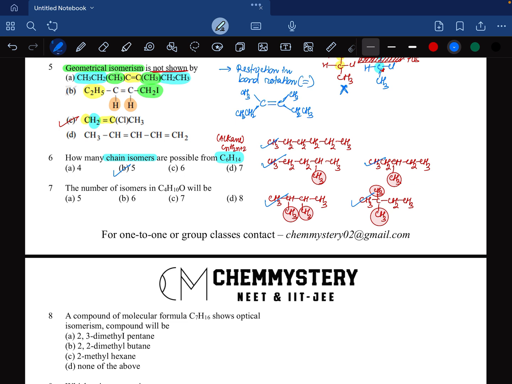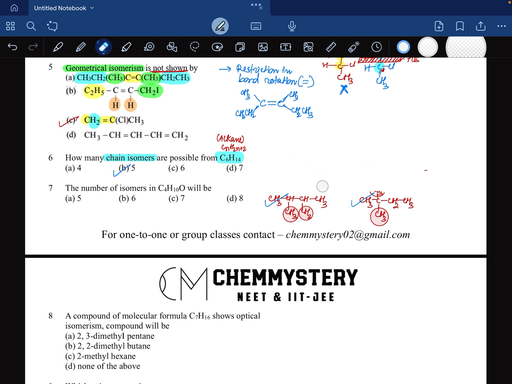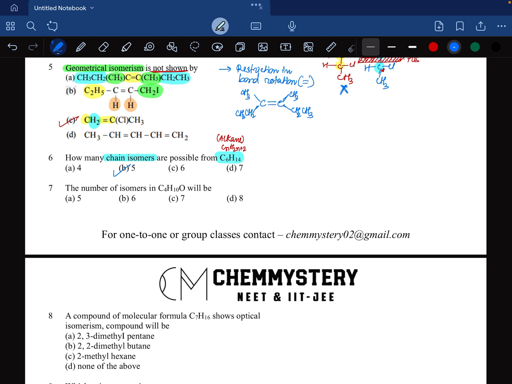Done? Okay. Next question: how many isomers are there in C4H10O? Again we have to find the number of isomers. So C4H10O: CH3, CH2, CH2, CH2 and OH. Mind you, here they have taken all the isomers. They didn't talk about any specific type, like in the previous one where they were only talking about chain isomers. Here we have to talk about all the possible types of isomers for C4H10O.